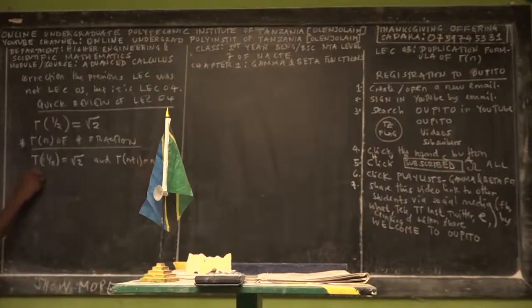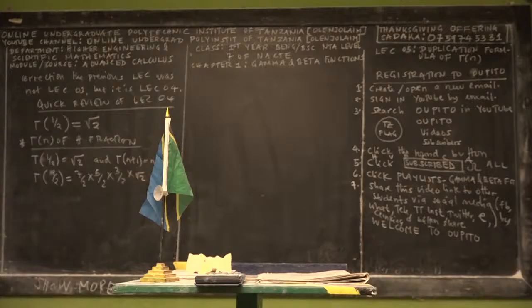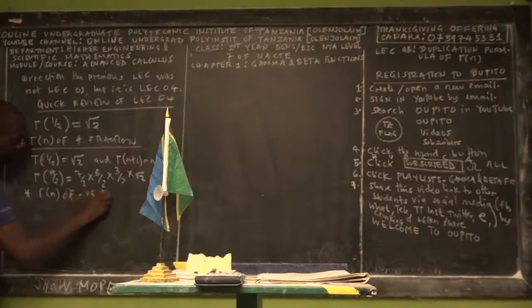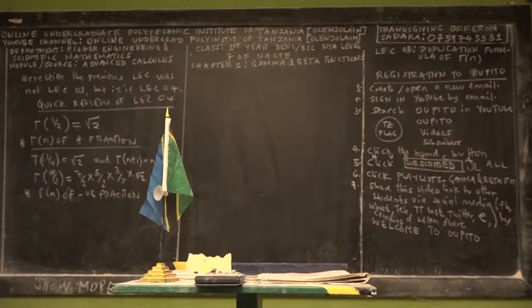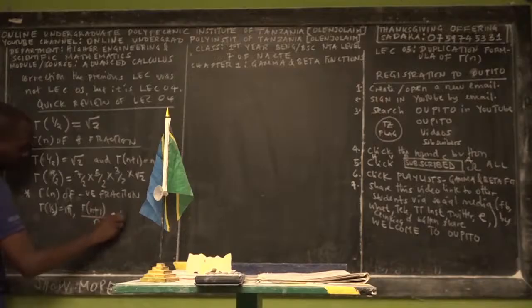So for instance, just to remind you that we said gamma of 9 over 2 is equal to 7 over 2, times 5 over 2, times 3 over 2, then times under root of 2, which is gamma of a half. For the negative, gamma function of what? Of negative fraction. In this one we are using gamma of a half is equal to under root of pi, and also you're using gamma of n plus 1 over n is equal to gamma of n.